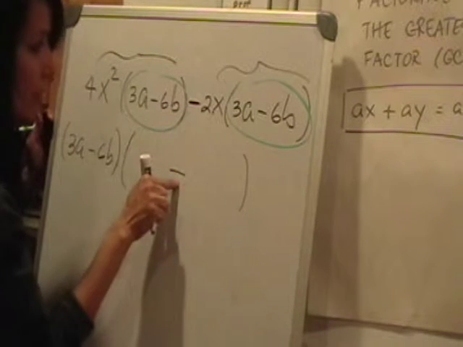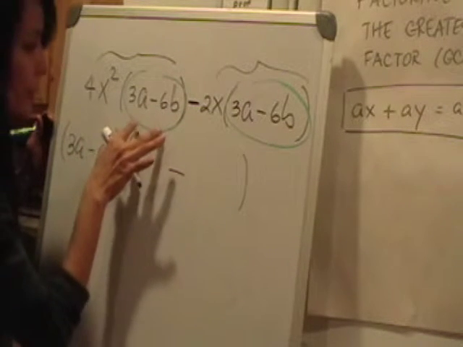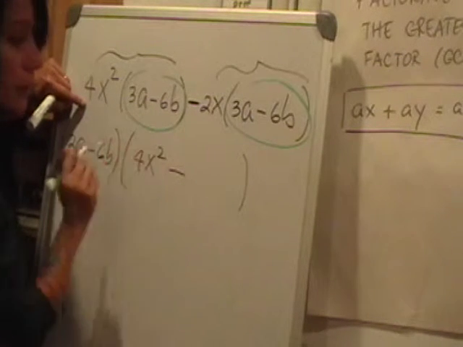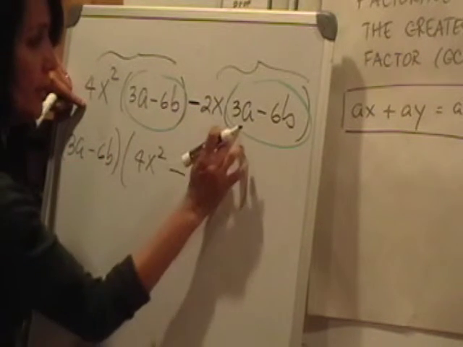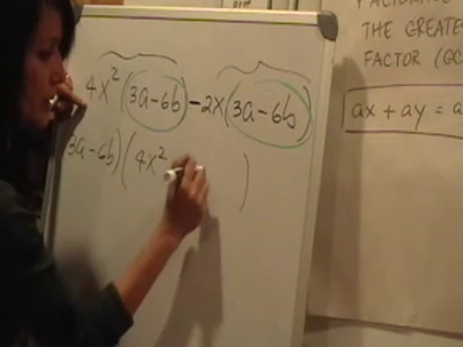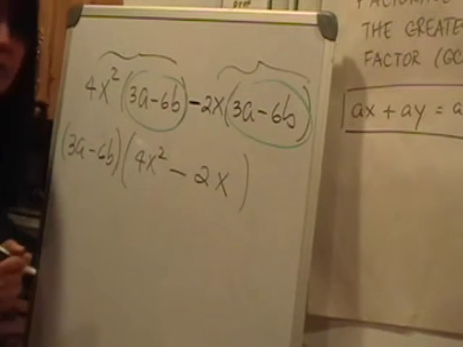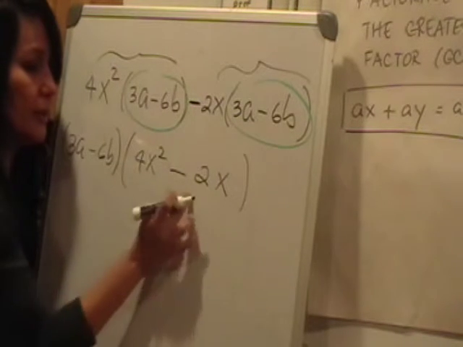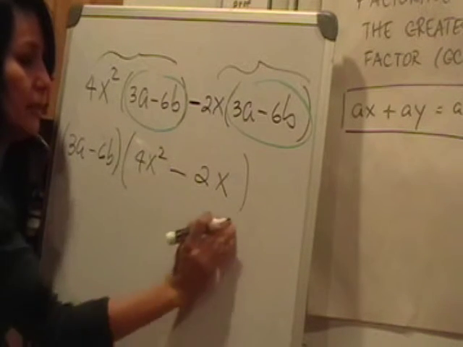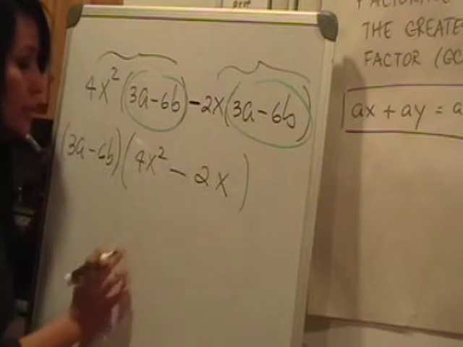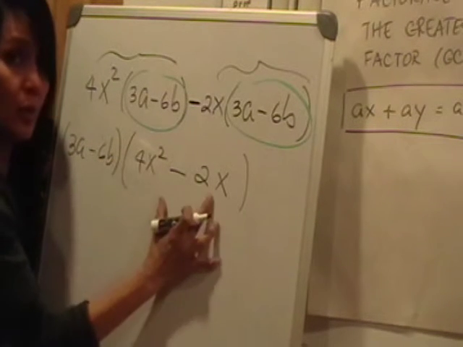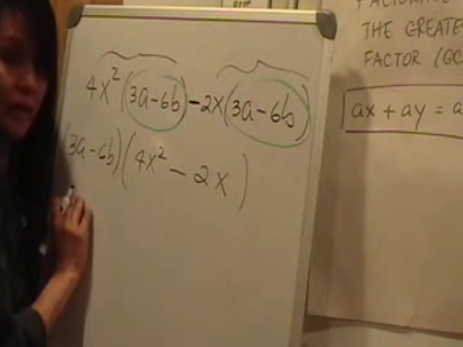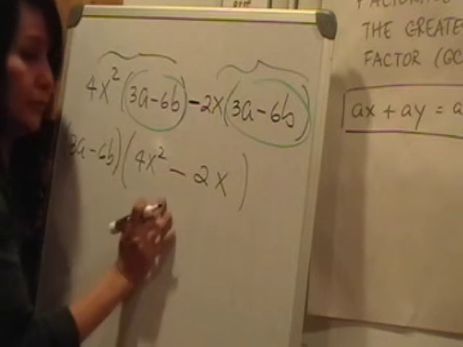So minus, okay? Since I already pulled out 3a minus 6b, what's left is 4x squared, okay? And here I pulled out 3a minus 6b, so what's left is a 2x, okay? So then we have 3a minus 6b times the quantity 4x squared minus 2x, and this is already in factored form because you heard yourself say quantity times quantity, right? So we've factored. However, if this were on your test, okay, your instructor probably won't give you full credit.